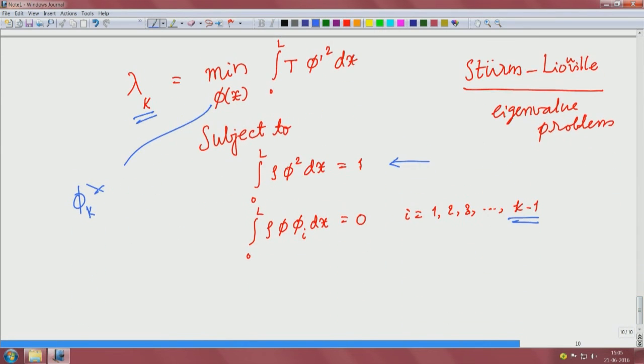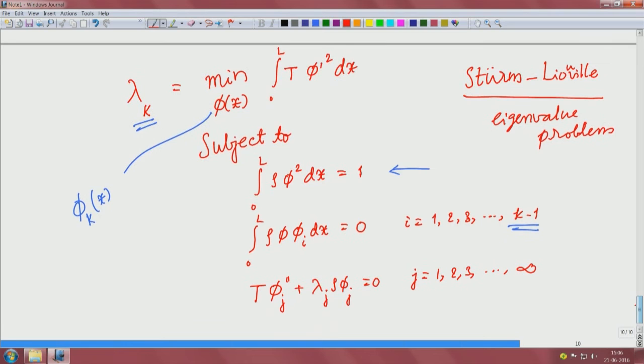Okay, that turns out to be phi k of x, right. So, there is one more condition we have to put, and that is our eigen thing itself. There is phi j double prime, lambda j rho phi j equal to 1, j equal to 1, 2, 3, any number, infinity, right, we do not limit it. Okay. So, this whole thing is our theorem.